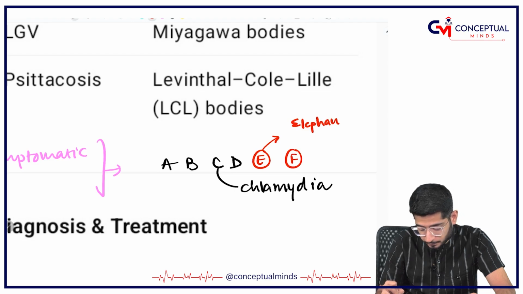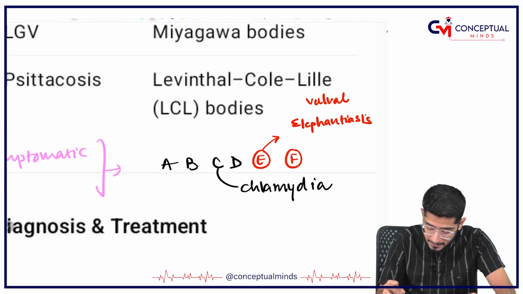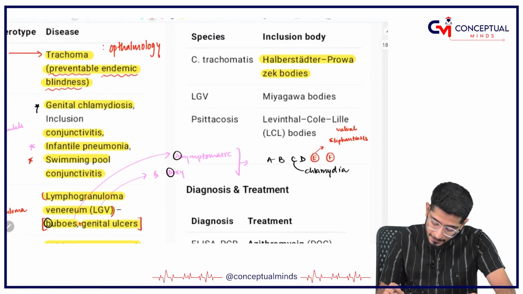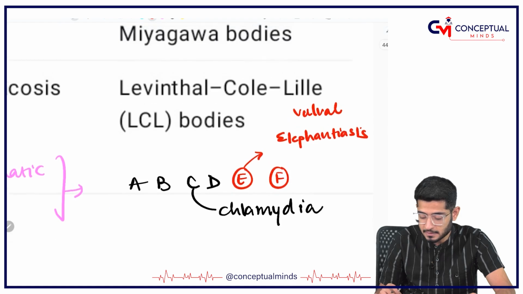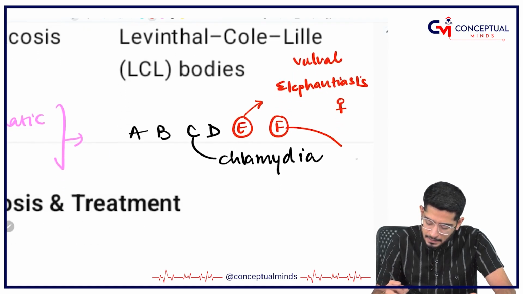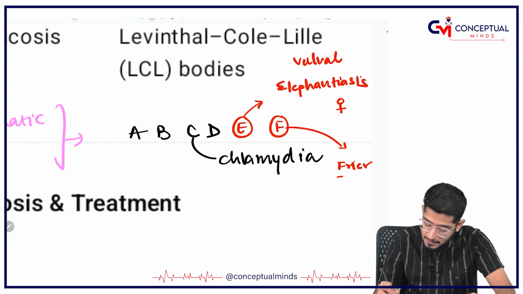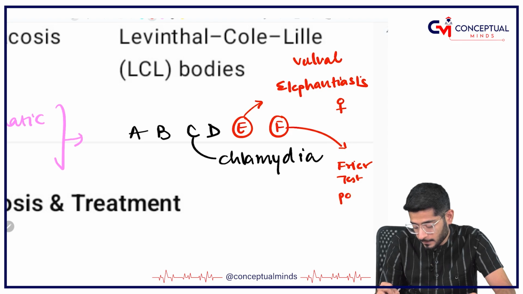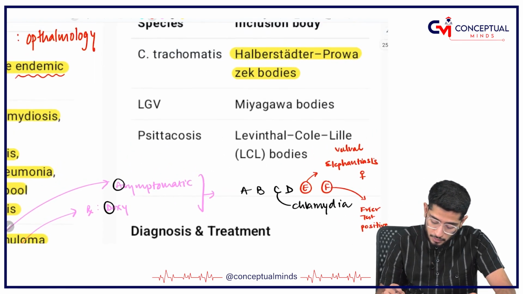Elephantiasis. So, vulval elephantiasis. Remember this: Chlamydia L1 to L3 is responsible for causing vulval elephantiasis in females, and there is a test, you just remember the name of the test. This is called the Frei test positive. Which test positive? Frei test positive.